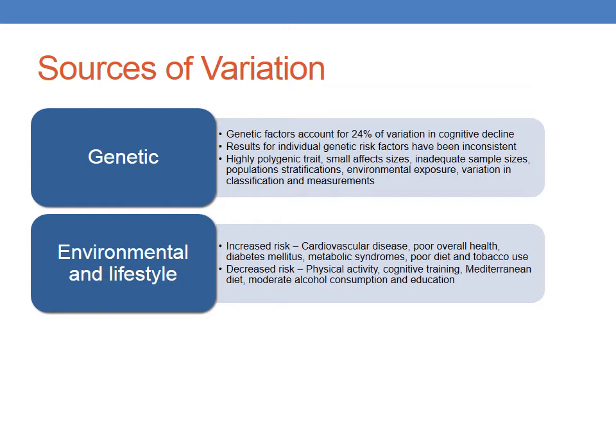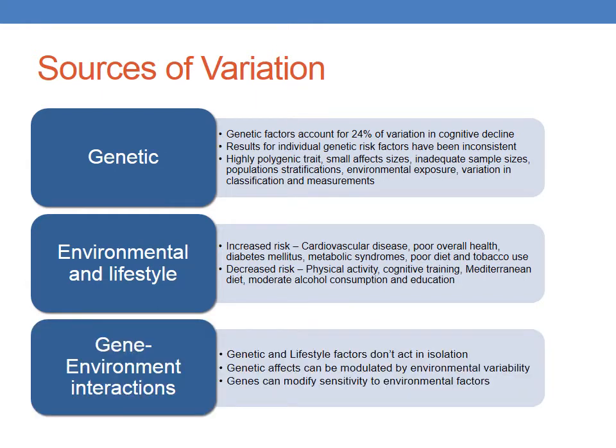So genetics isn't the only source of variation for cognitive decline. You're also going to get environmental and lifestyle factors. Increased risk associated with cognitive decline has been found for cardiovascular disease, poor overall health, diabetes, metabolic syndromes, poor diet and tobacco use. While decreased risk has been associated with physical activity, cognitive training, healthy diet, moderate alcohol consumption, education. Other putative risk factors have also been proposed, but again, most of these remain somewhat inconclusive.